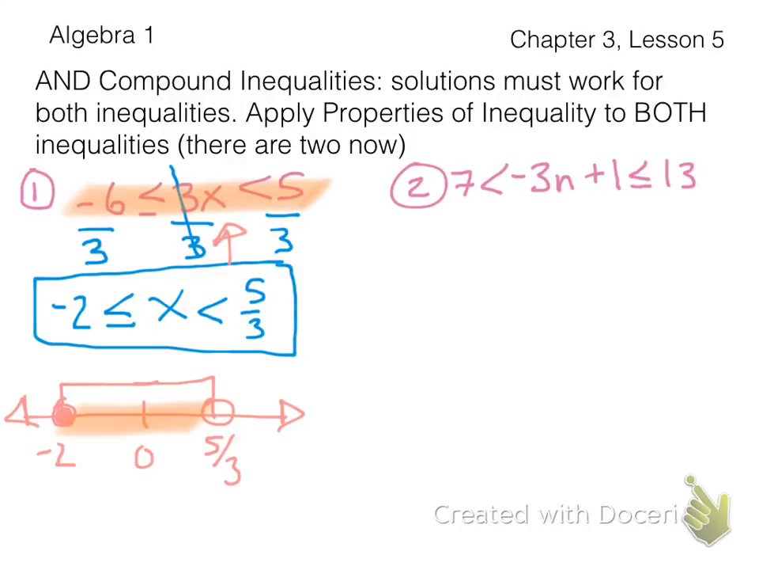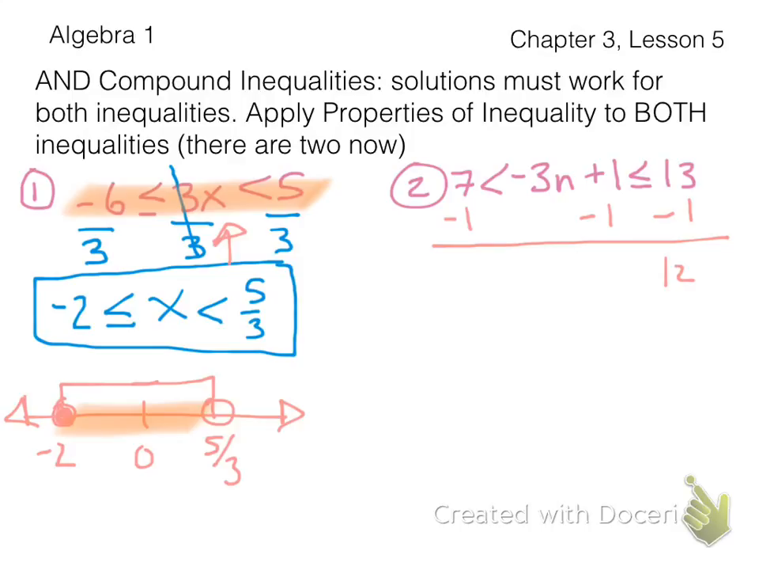All right, we need to take care of lower priority operations first when we are undoing things that happen to the variable, therefore the opposite operation. So I'm going to subtract 1 on both sides, and when I mean both sides, because I have a compound inequality, it means all sides.